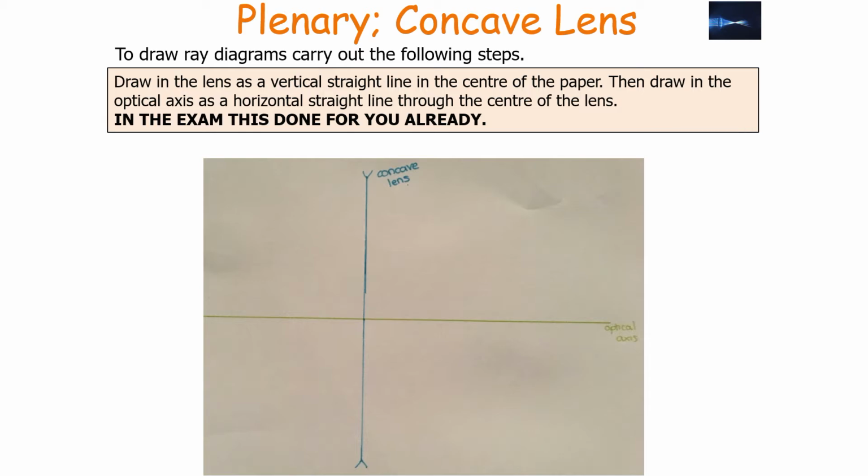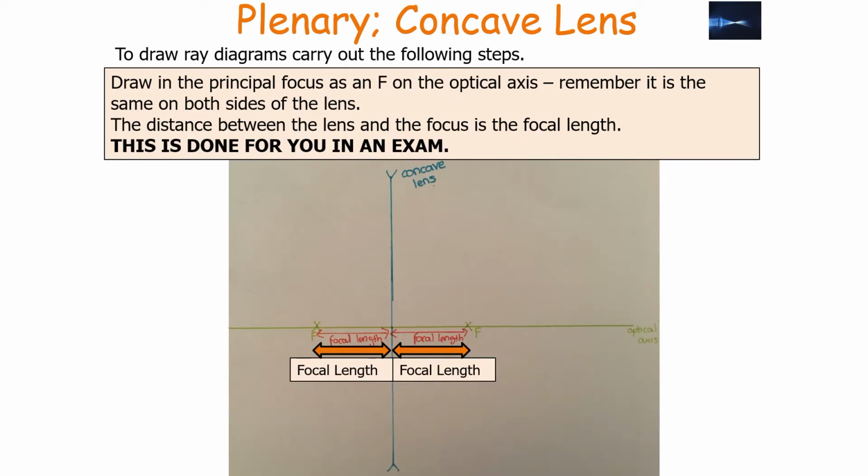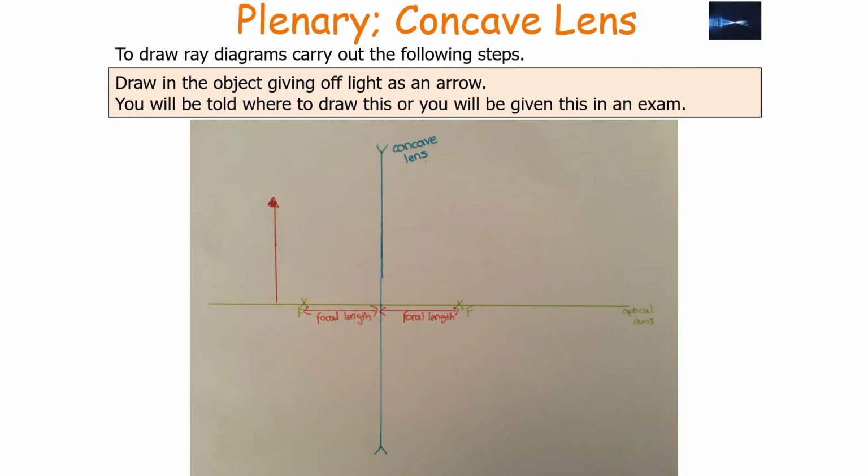Now in most examples this is done for you already in the question. So it would look something like this with your concave lens and your optical axis. Now at this point you'd also draw in the principal focus or focal point as F on the optical axis. Remember, it's the same on both sides of the lens, as the lens is symmetrical, and the distance between the lens and the focus is called the focal length. Now in most cases again this will be done for you in your examination.